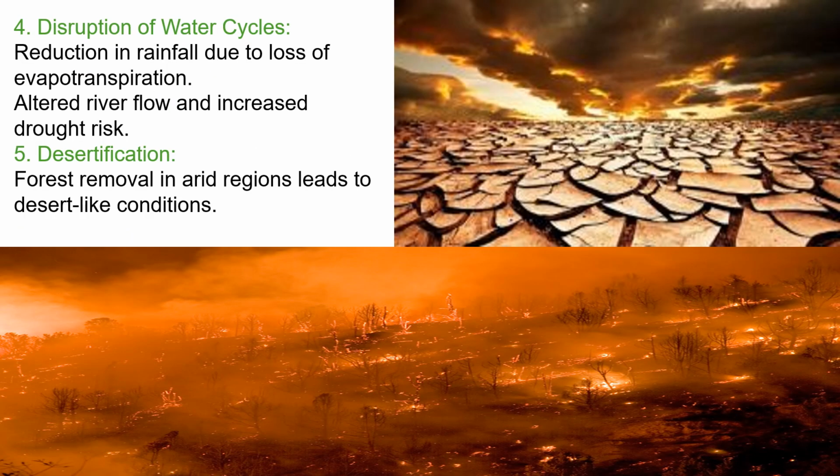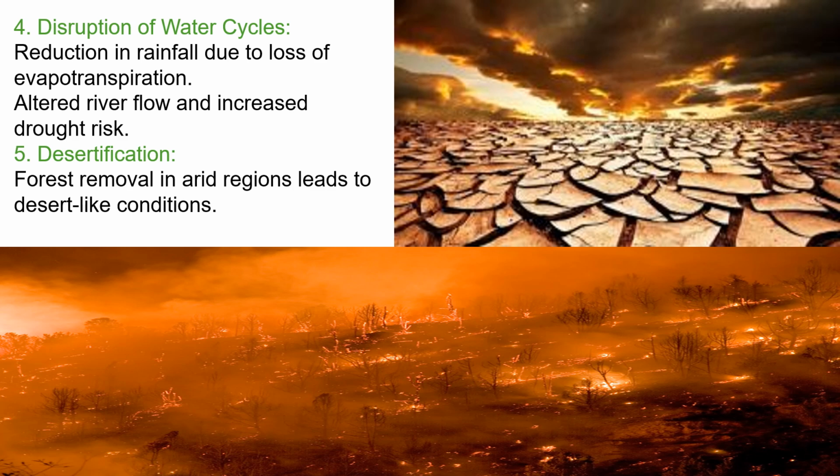The next consequence of deforestation is disruption of water cycles. Reduction in rainfall due to loss of evapotranspiration. When we talk about evapotranspiration, this is a combination of two words, evaporation and transpiration. Evaporation is the loss of water from water bodies, while transpiration is the loss of water from leaves of plants through their stomata to the atmosphere.